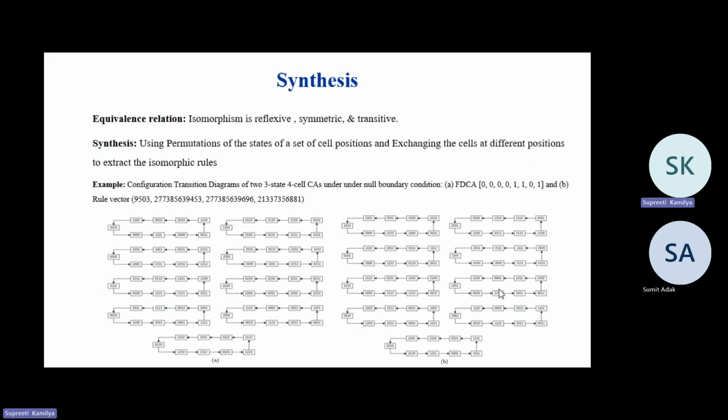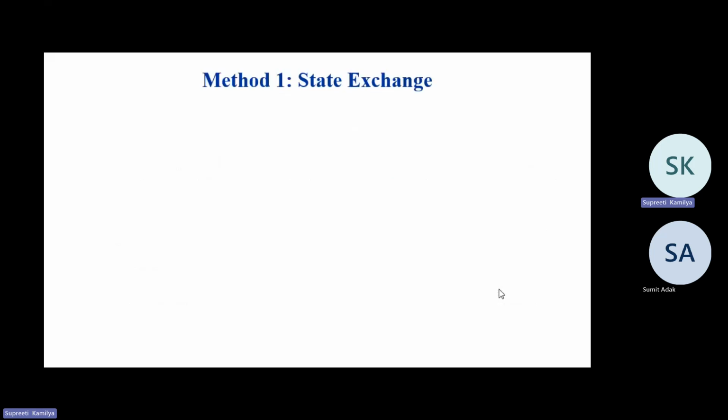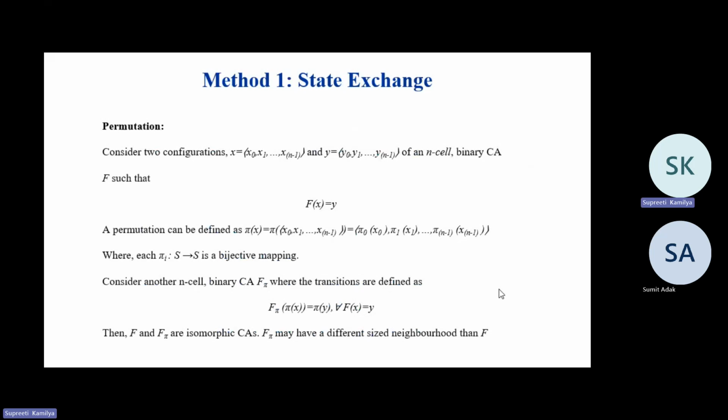Let's take an example of a three-state four-cell CA under null boundary condition. This is the FDCA. Sorry for this image, it looks very blurry, I guess. It's okay. So we are fixing 0 here, and we are changing 1 and 2 to 2 and 1. While changing 1 to 2 and 2 to 1 and fixing the 0, we get the same configuration transition diagram. So we can say that these are isomorphic. So this is the state exchange method.